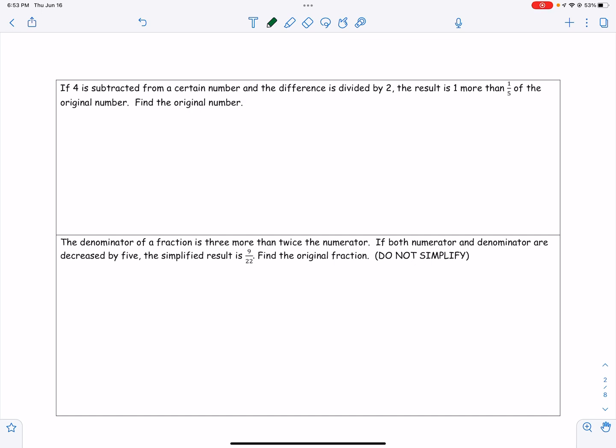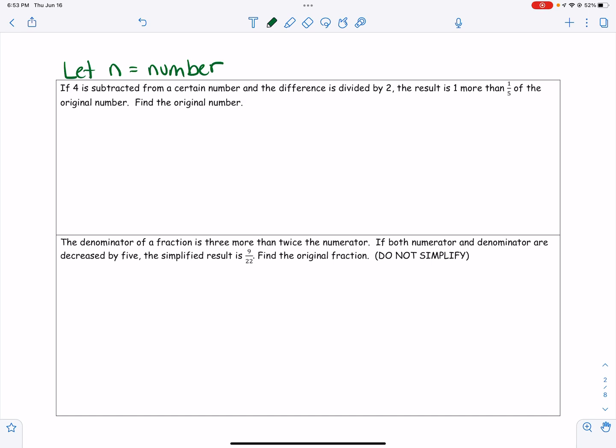If 4 is subtracted from a certain number and the difference is divided by 2, the result is 1 more than 1/5 of the original number. So now this one, we only have one number that we have to find. I'm going to let n equal my number. And now I'm going to write my equation, okay?